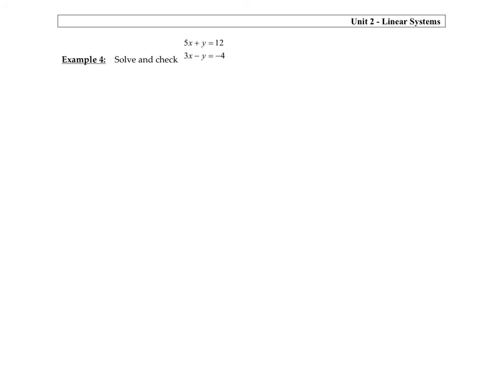Okay, I want you to try example 4, the last example, on your very own. The steps are not there. Try to do it without the steps in front of you. If you're having trouble, obviously flip back, go to the steps, and follow along. Just try to think about what the word substitution means. Isolate for a variable, then sub it in.